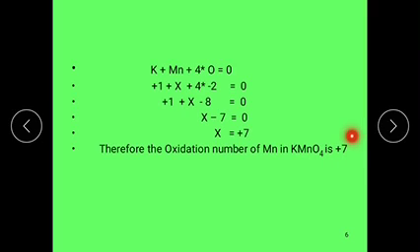After the calculation, we can determine whether the answer is correct or not: the oxidation number of any element should not exceed its group number. Manganese is a d block element, and it does not exceed its group number, so it is the right answer.